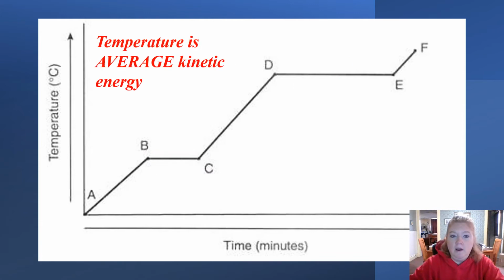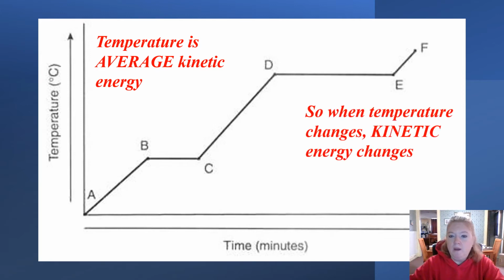All right, temperature, remember, is average kinetic energy. So when the temperature changes, the kinetic energy changes. So the kinetic energy is increasing because the temperature is increasing from A to B. From C to D, the temperature is increasing, so kinetic energy is increasing. From E to F, the kinetic energy is increasing, so the temperature is also increasing.